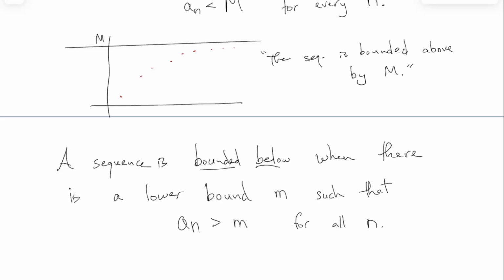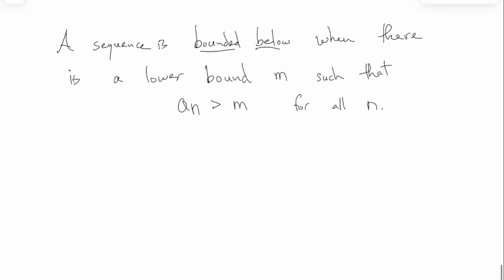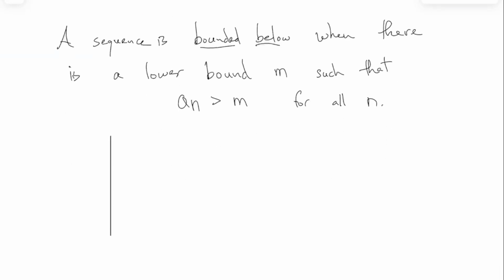That's called bounded below. And the picture you should have in mind for this is similar. It would be that the terms of my sequence never go down below a certain amount. This is the lower bound for those terms. It means there's a number that the terms never go down below. That number is not unique. That is to say, this is a number where the terms never go below here.